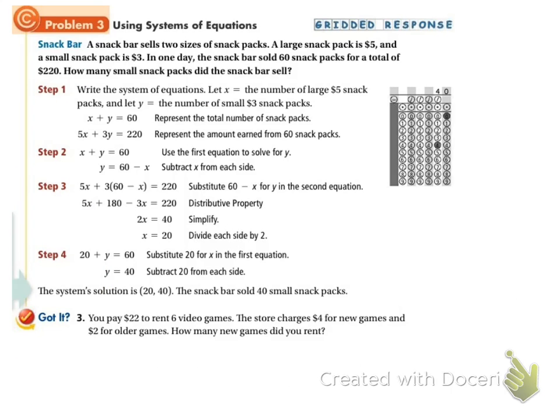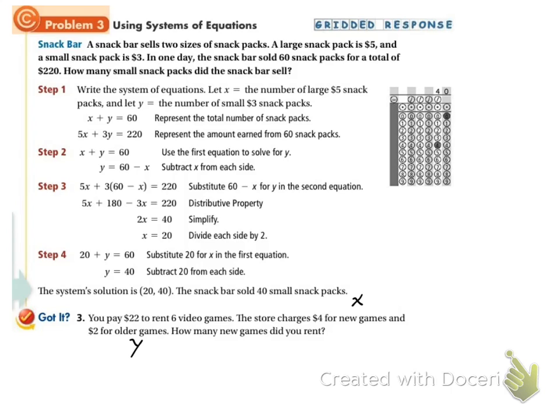Okay, so we've got a story problem here. You pay $22 to rent 6 video games. The store charges $4 for new games and $2 for old games. How many new games did you rent? Okay, so the two things that we're working with, right, are old games and new games. So those are the things that are going to be our variables. So I'm going to call new games x and older games y.